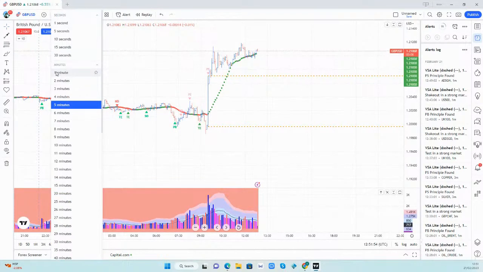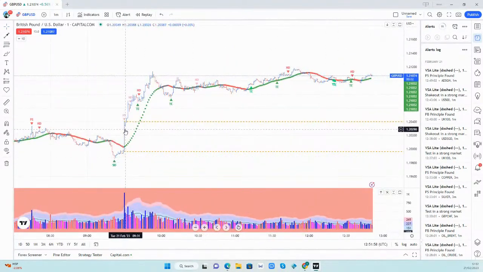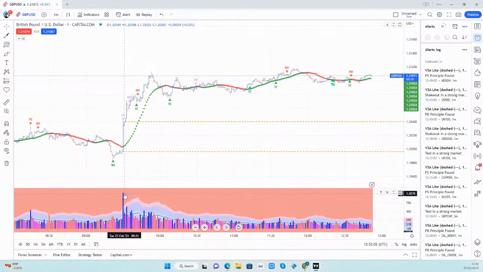Now, if I go to the 1 minute chart, potential professional selling on that particular news time, 9:30, you can see very high volume.